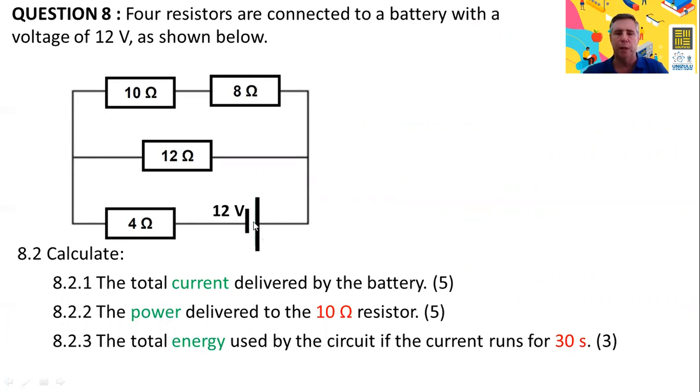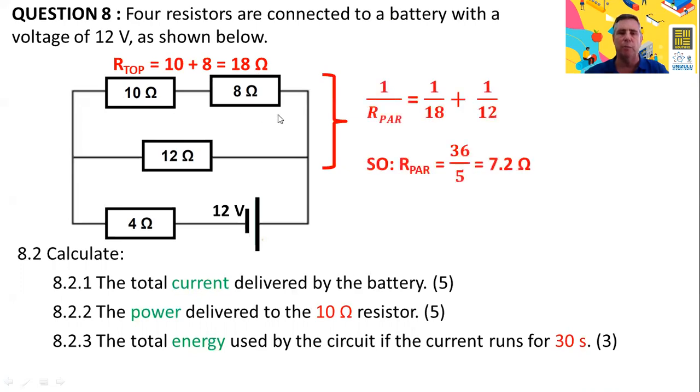So let's start with 8.2.1, total current delivered by the battery. And we know the voltage of the battery, and from Ohm's law, in order to find the total current, we need to find the equivalent resistance of all these resistors together. So we can start at the top and say the equivalent resistance of these two at the top, they're in series, so you just add them to get 18 ohms. Then you effectively have an 18 ohm and a 12 ohm resistor in parallel. So we use our equation 1 over R parallel is 1 over 18 plus 1 over 12. Do it carefully, and you get an equivalent parallel resistance of 7.2 ohms. Remember, that should be smaller than either the 18 or the 12.